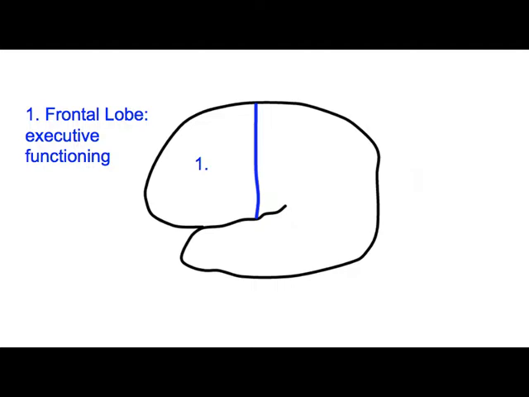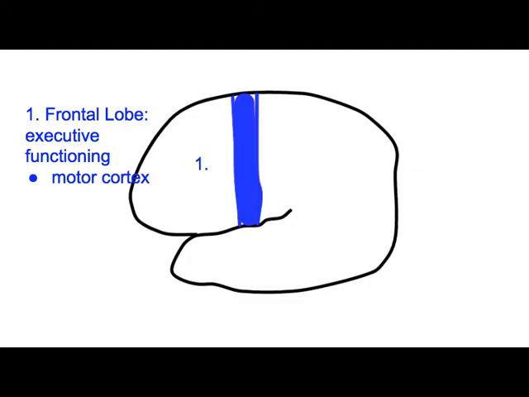Now at the very back of the frontal lobe is what's called the motor cortex. It's just a thin strip that you can draw. The very back of the frontal lobe is called the motor cortex, and that is responsible for our voluntary movement.